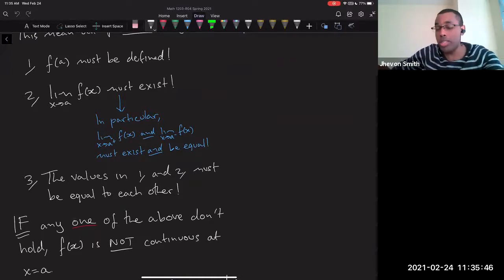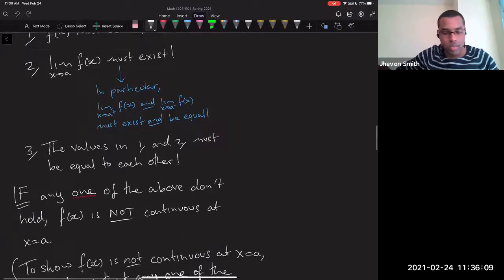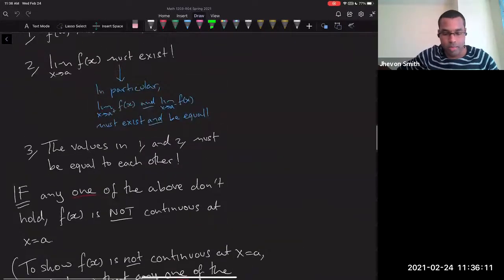They need to be the same. If any one of those things doesn't happen, then the function is not continuous at the point that you're looking at. And so to show that something is continuous at a point rigorously, I would expect you to go through these 3 steps. To show that something is not continuous, all you have to do is pick one of these that you know is not going to work out and show me that it's not going to work out. Any one of these failing is bad.